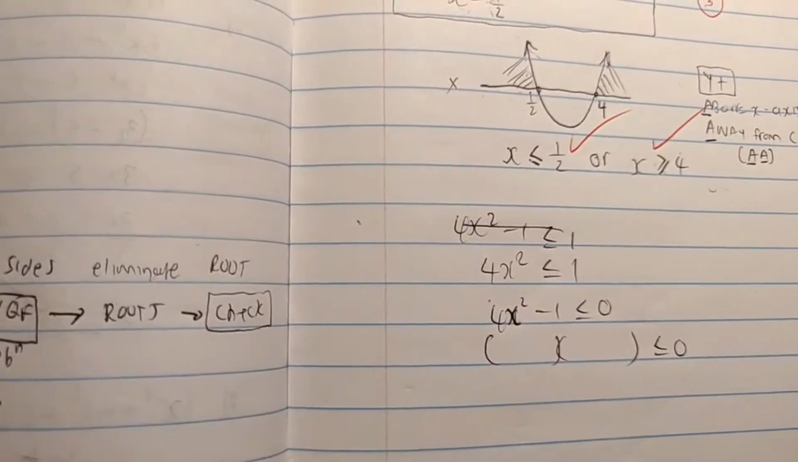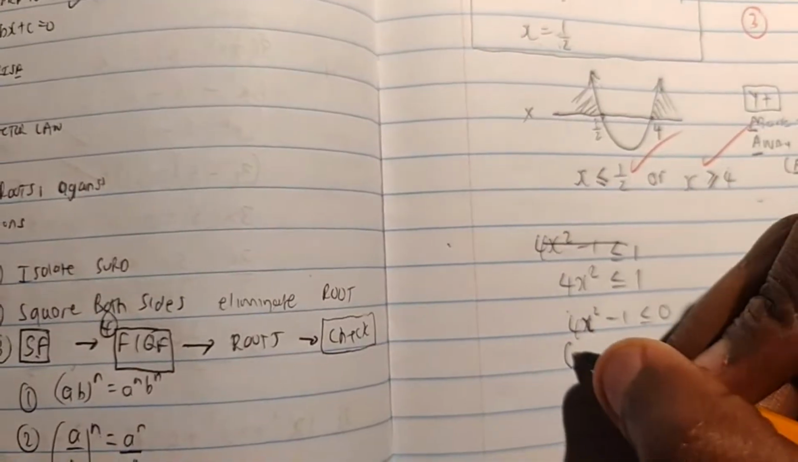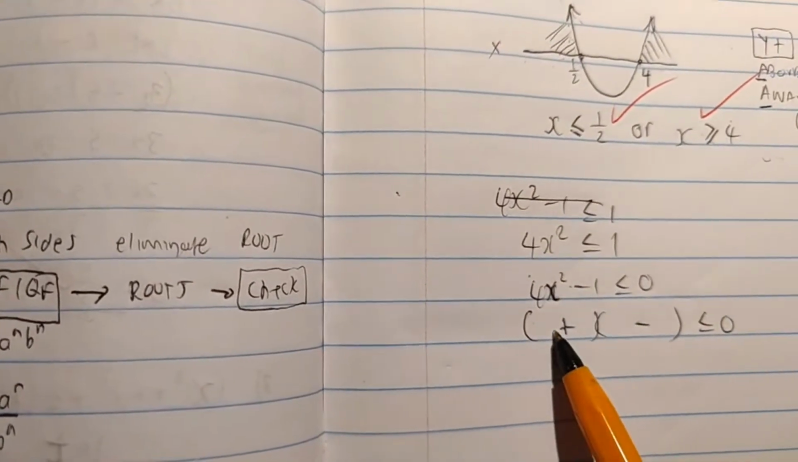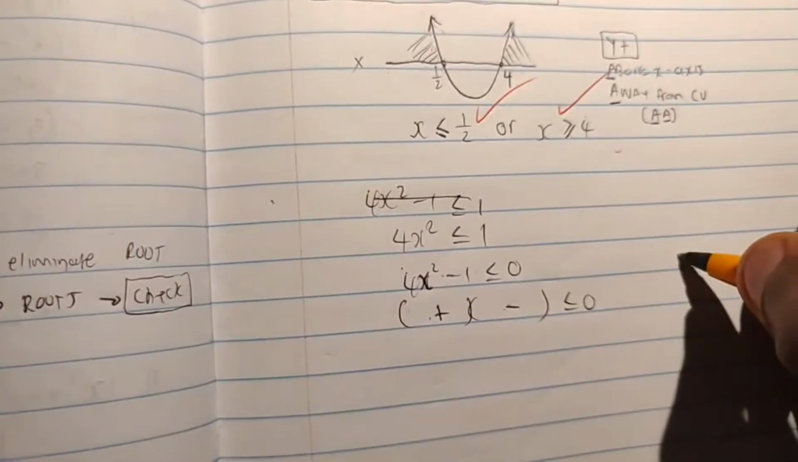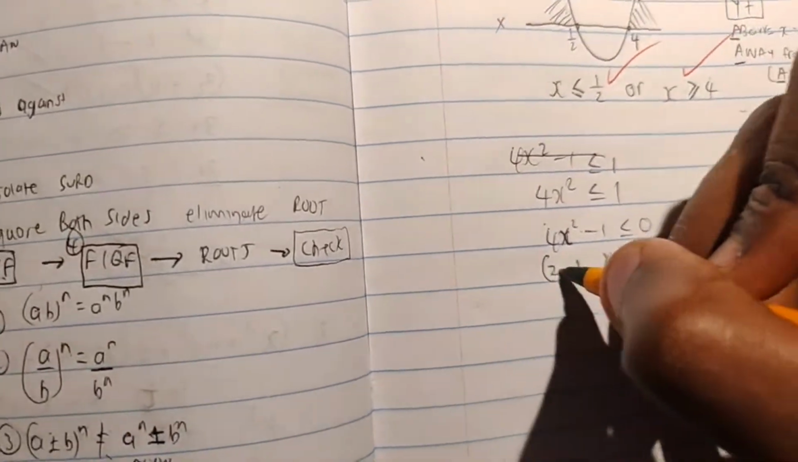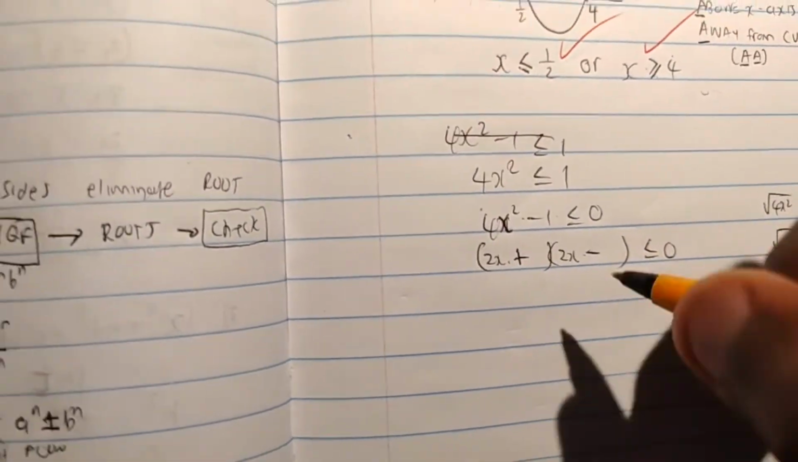Square root of 4x squared. So we first write plus and minus because the last term is negative. That means positive and negative. Then we take the square root of 4x squared. That gives us 2x. The square root of 1. That gives us 1.